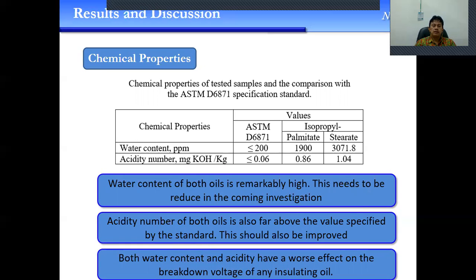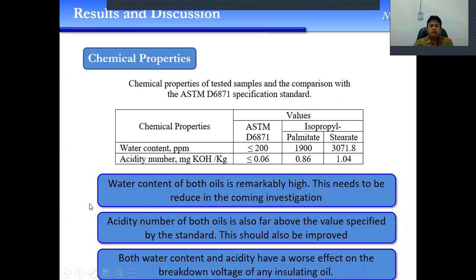You can see here that the water content of both oils is remarkably higher than the standard. So this needs to be reduced in the coming investigation. We can also see in the top table that the acidity numbers of both oils are far above the value specified by the standard. The standard should be less than 0.06, but the experimental results show the acidity number of isopropyl palmitate is 0.86 and isopropyl stearate 1.04.